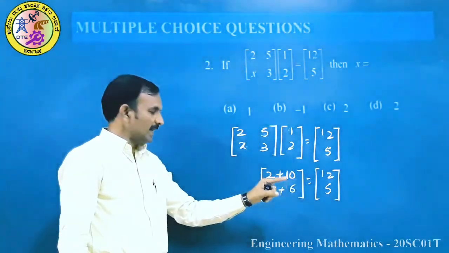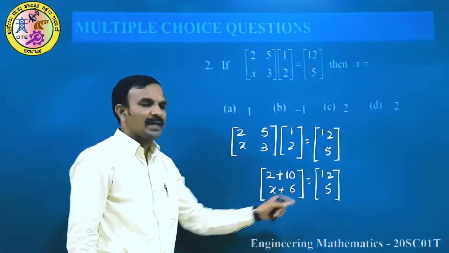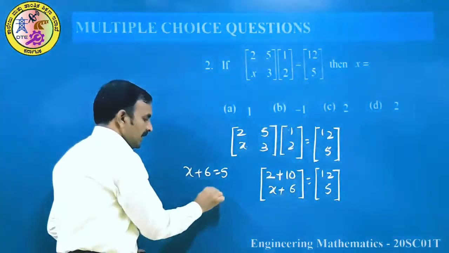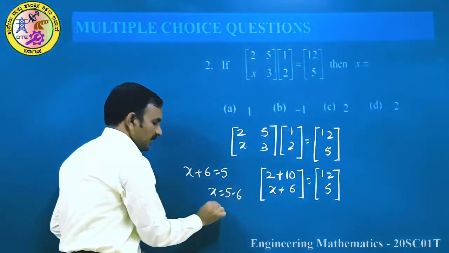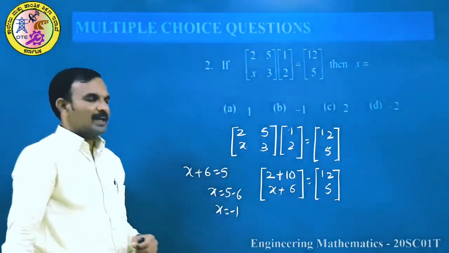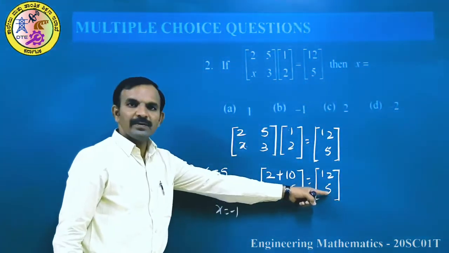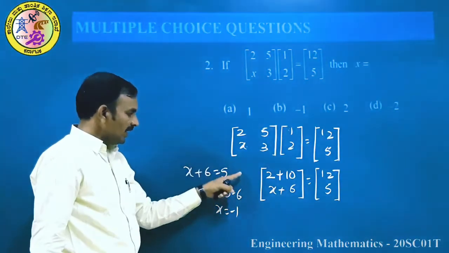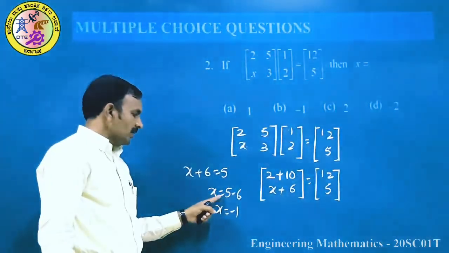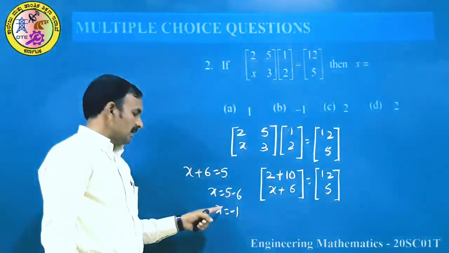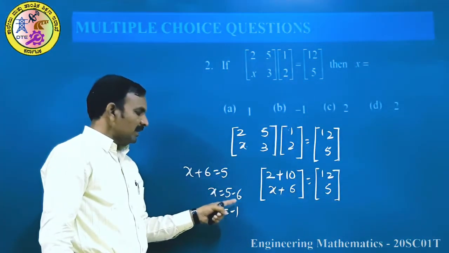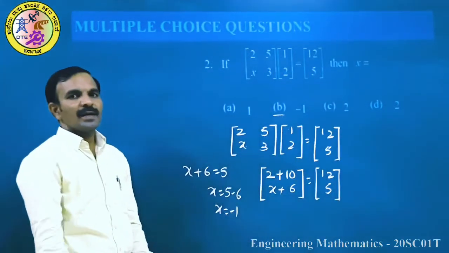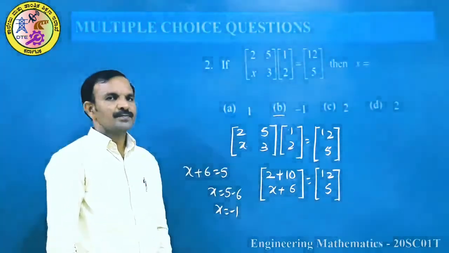By equality of matrices, x plus 6 equal to 5. What is x equal to? 5 minus 6, x equal to minus 1. x plus 6 equal to what? 5. 6 goes to the other side, minus 6. x equal to 5 minus 6. 5 minus 6 is minus 1. Therefore, option B is the correct option.